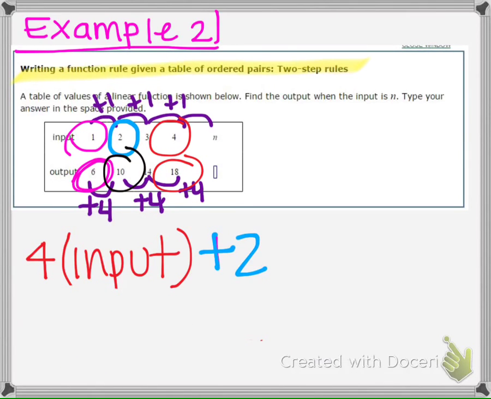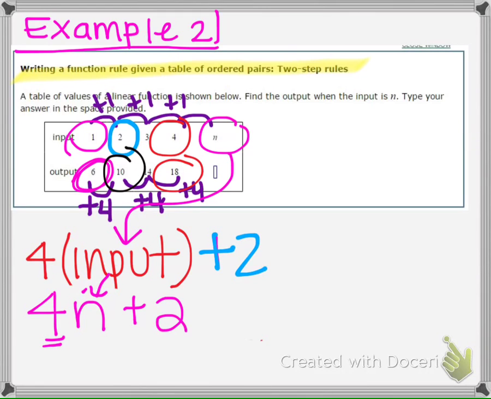So when we input the number, the input is n, so when we put in n and multiply it by 4 and then add 2, this is the rule that will get us any of the numbers in the table. Multiply by 4 and then add 2. So that is our answer.